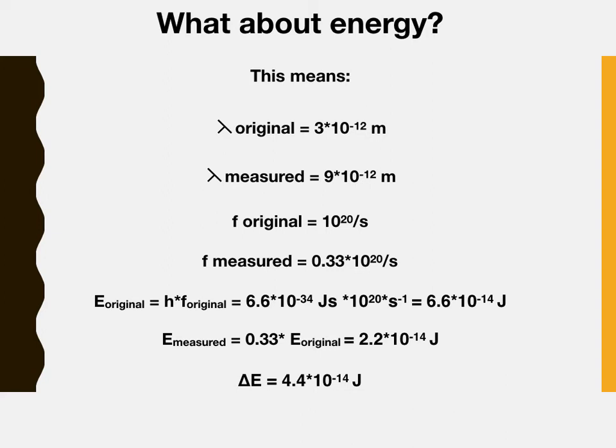Well, I left school more than 40 years ago, so my calculations might be wrong. I hope they are not. If they are not, this photon had an initial energy of 6.6 times 10 to the minus 14 joules, and it lost 2/3 of that energy, which is 4.4 times 10 to the minus 14 joules.